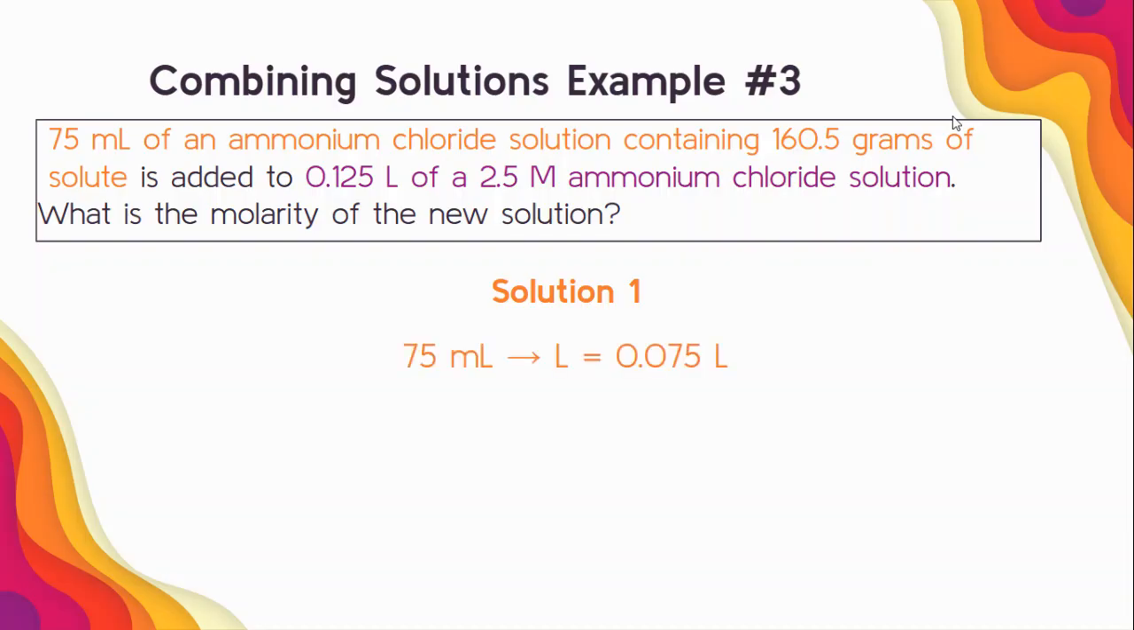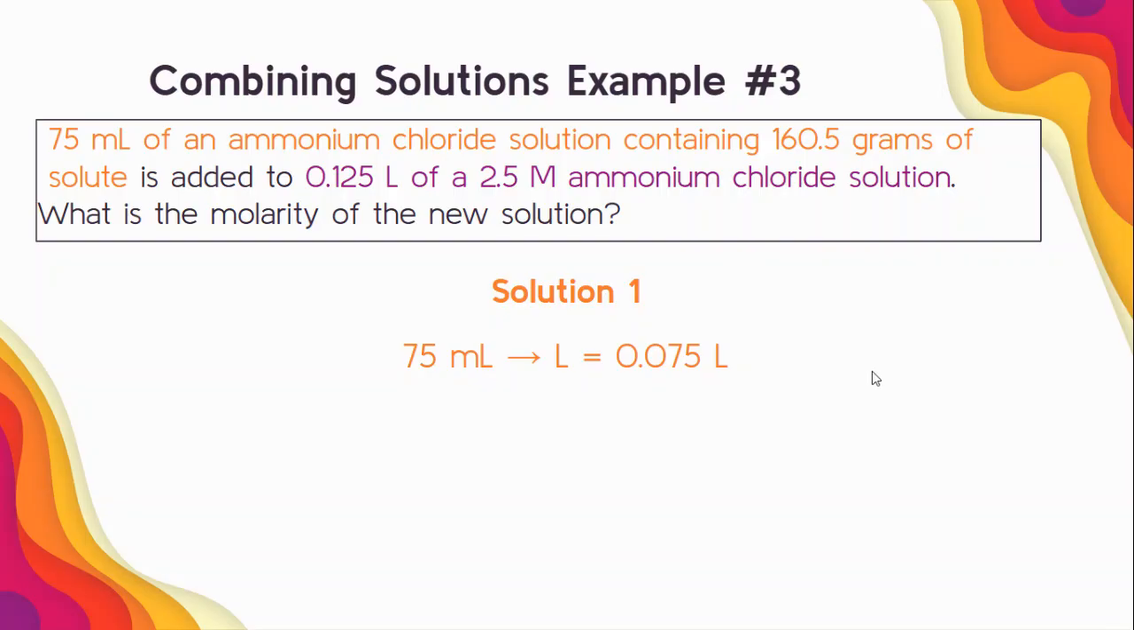Let's start by converting our volume of 75 milliliters into liters. So we would move the decimal 3 spaces to the left, turning 75 milliliters into 0.075 liters, maintaining the 2 sig figs. For moles, it's not the same as we've been doing because we were told the amount of grams of solute. We were not given a molarity.